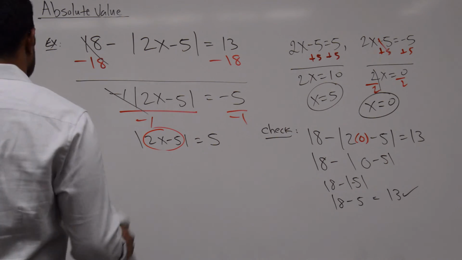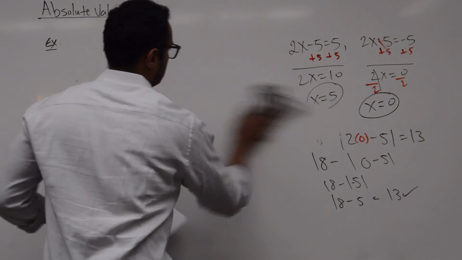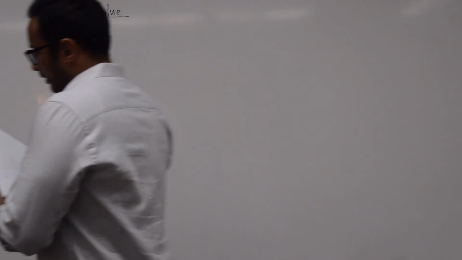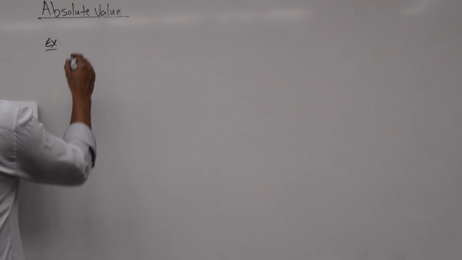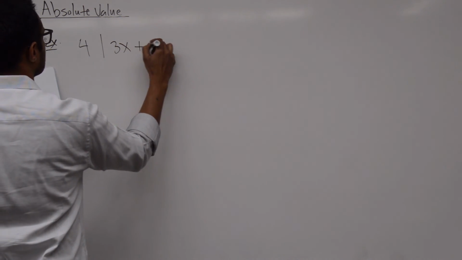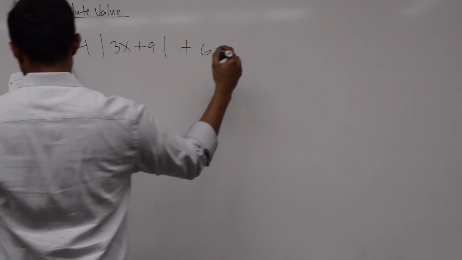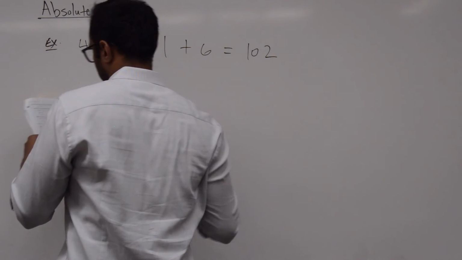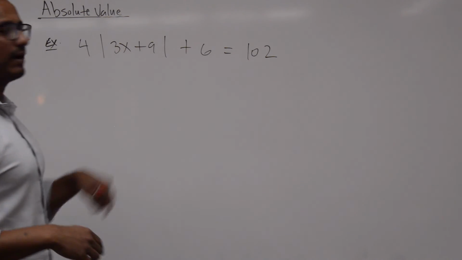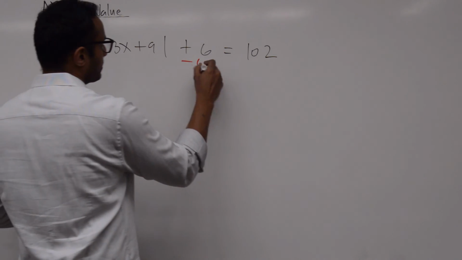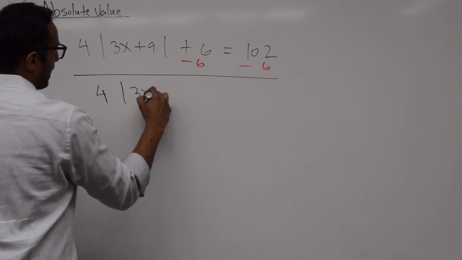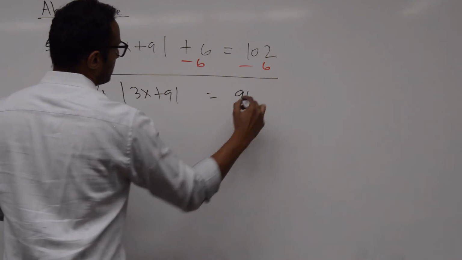Okay, last but not least. So here's what we have. We have 4 times the absolute value of 3x plus 9, plus 6 equals 102. All right. First step, you want to isolate the absolute value. So to do that, I'm going to start off by subtracting 6 from each side. Okay, so this gives me 4 times the absolute value of 3x plus 9, that's equal to 96.